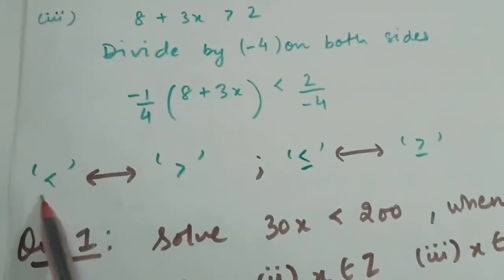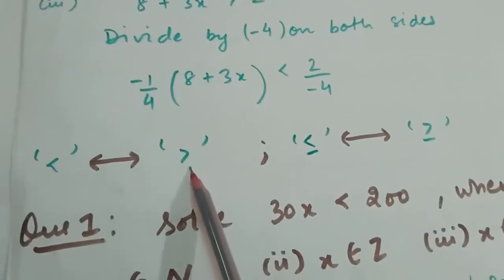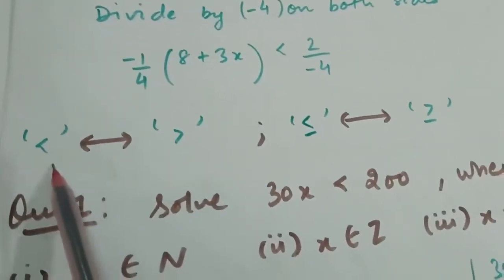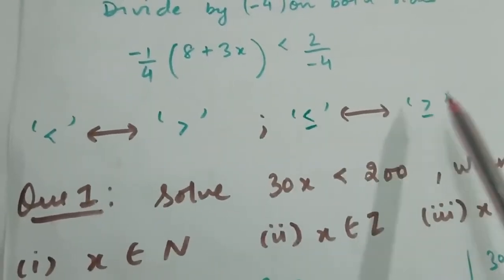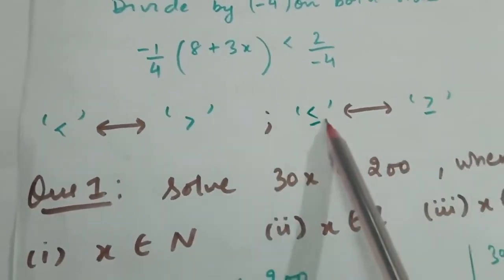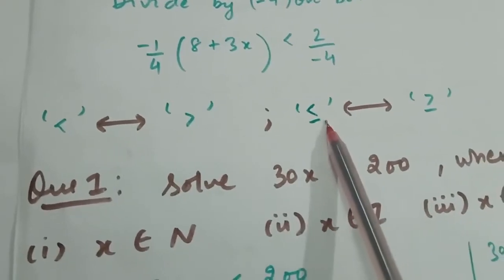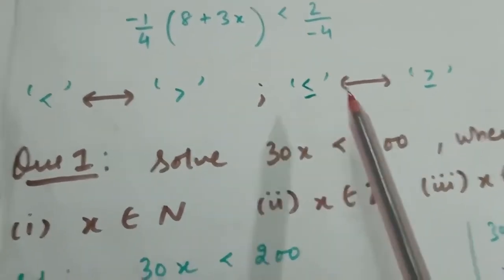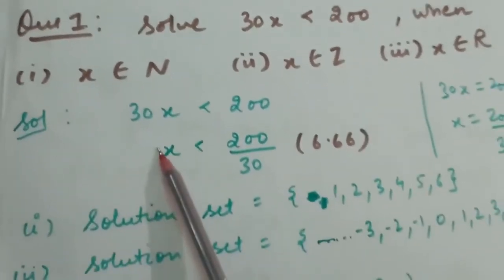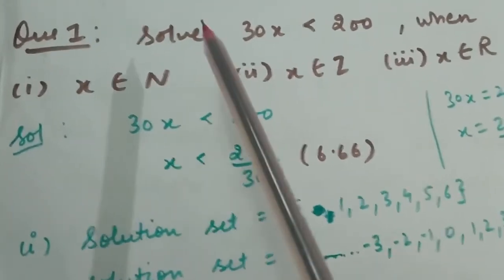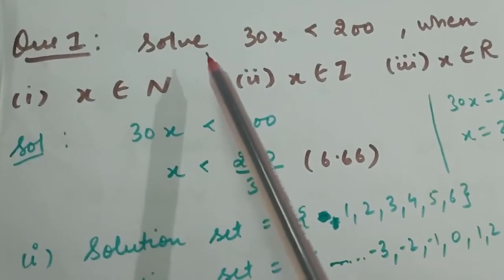So less than changes to greater than and greater than changes to less than. Similarly, less than or equal to changes to greater than or equal to, and greater than or equal to changes to less than or equal to, whenever we multiply or divide by a negative number. Let us take some questions to understand how to solve linear inequations.